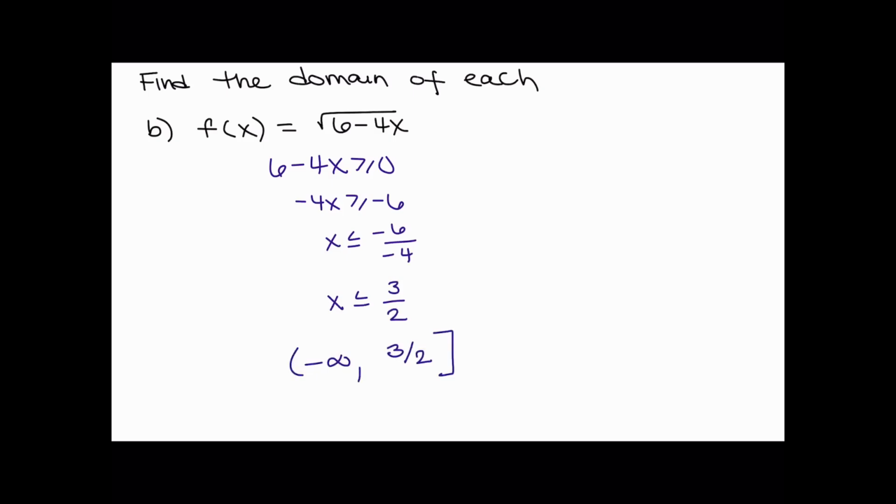And so in interval notation, my domain is everything from -infinity to 3/2. And notice I use that square bracket with the 3/2. That's because we want to include the 3/2. We have that less than or equal to symbol.